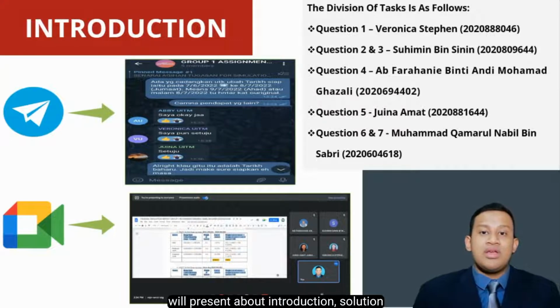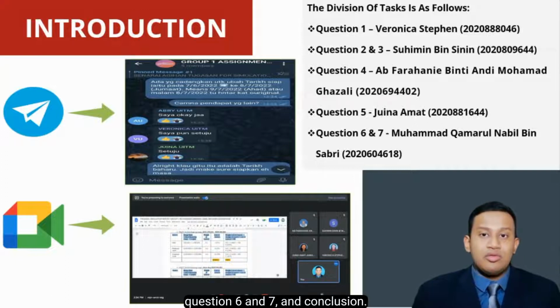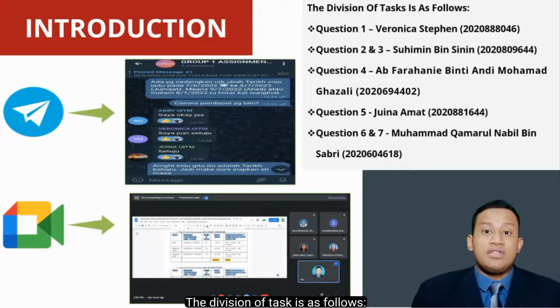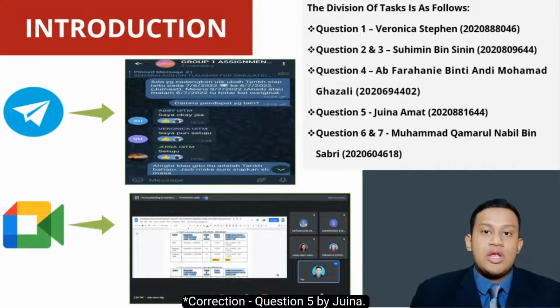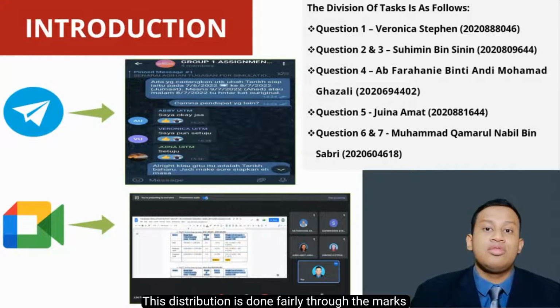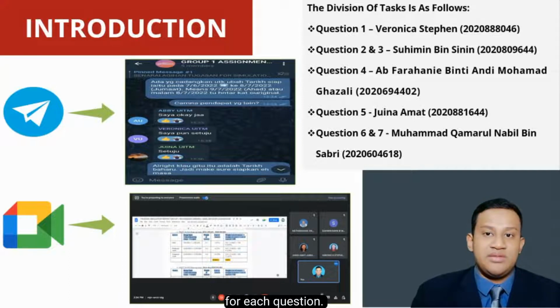We'll present about introduction, solution for questions 1 to 7, and conclusion. The division of tasks is as follows. Question 1 is done by Veronica. Questions 2 and 3 are done by Suhimin. Question 4 is done by Juina. Question 5 by Abi Farahani. And finally, done by myself are questions 6 and 7. This distribution is done fairly through the marks for each question.